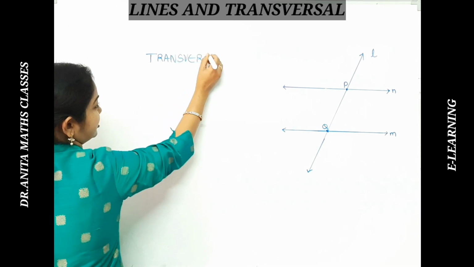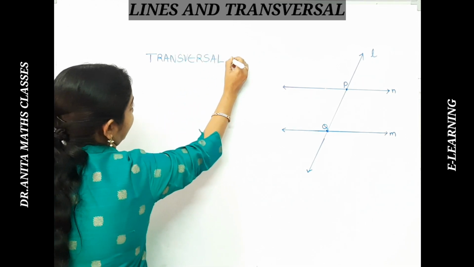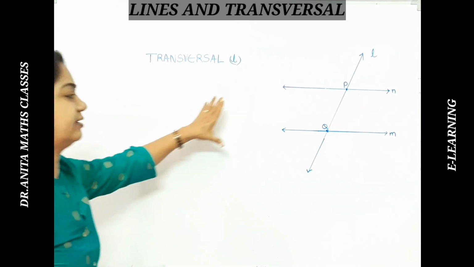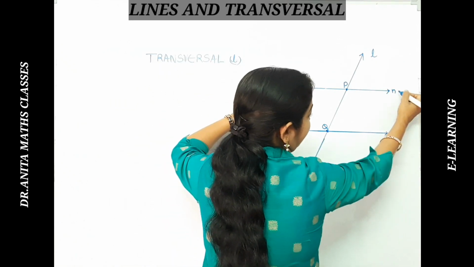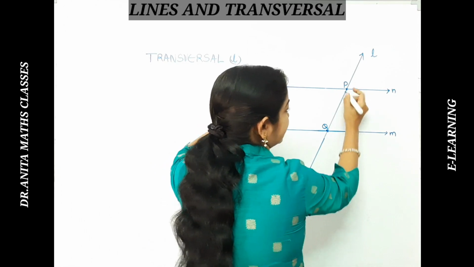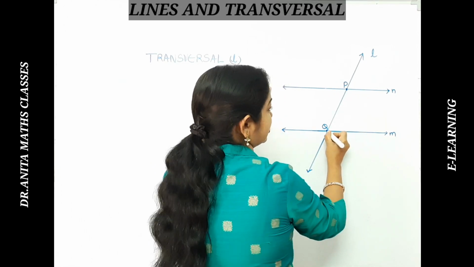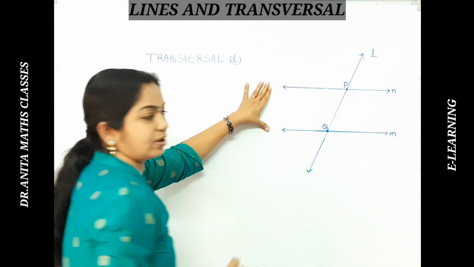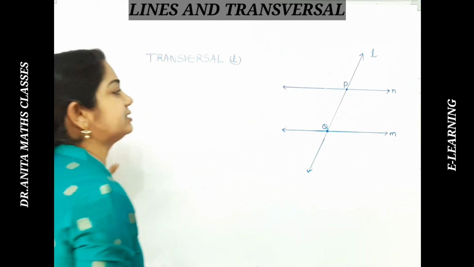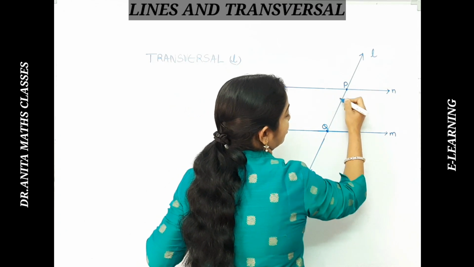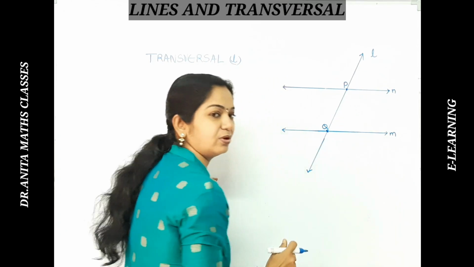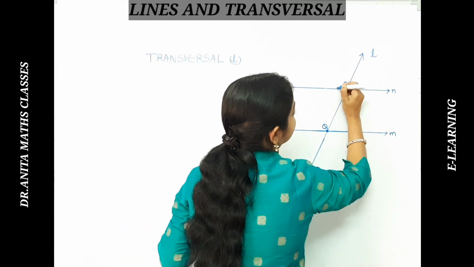So here, a transversal is a line L. If there is a pair of lines M and N, and there is another line which meets these two lines at two distinct points, such a line is called a transversal. Now, this transversal is making how many angles altogether? We have 1, 2, 3, 4, 5, 6, 7, 8. So it is making 8 angles altogether.